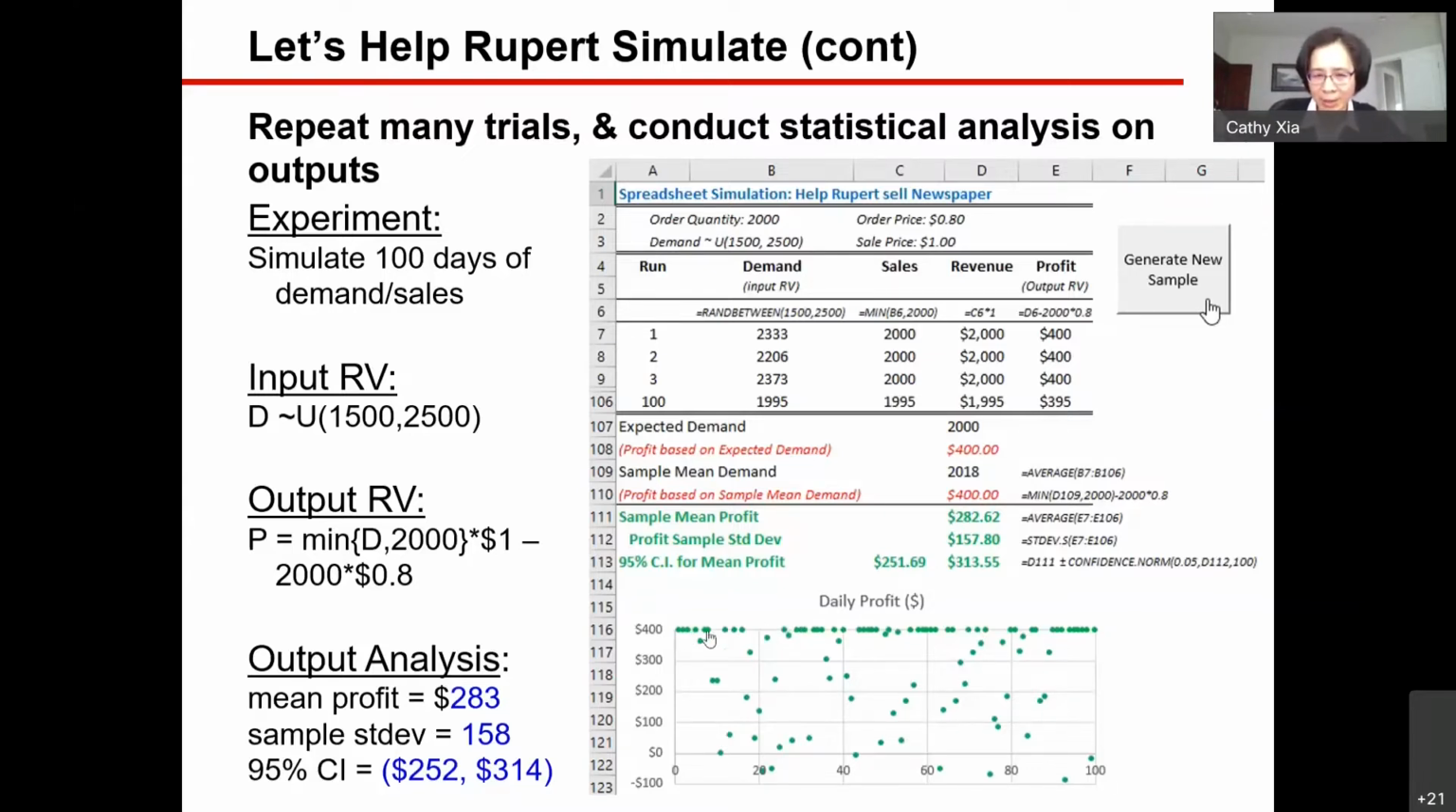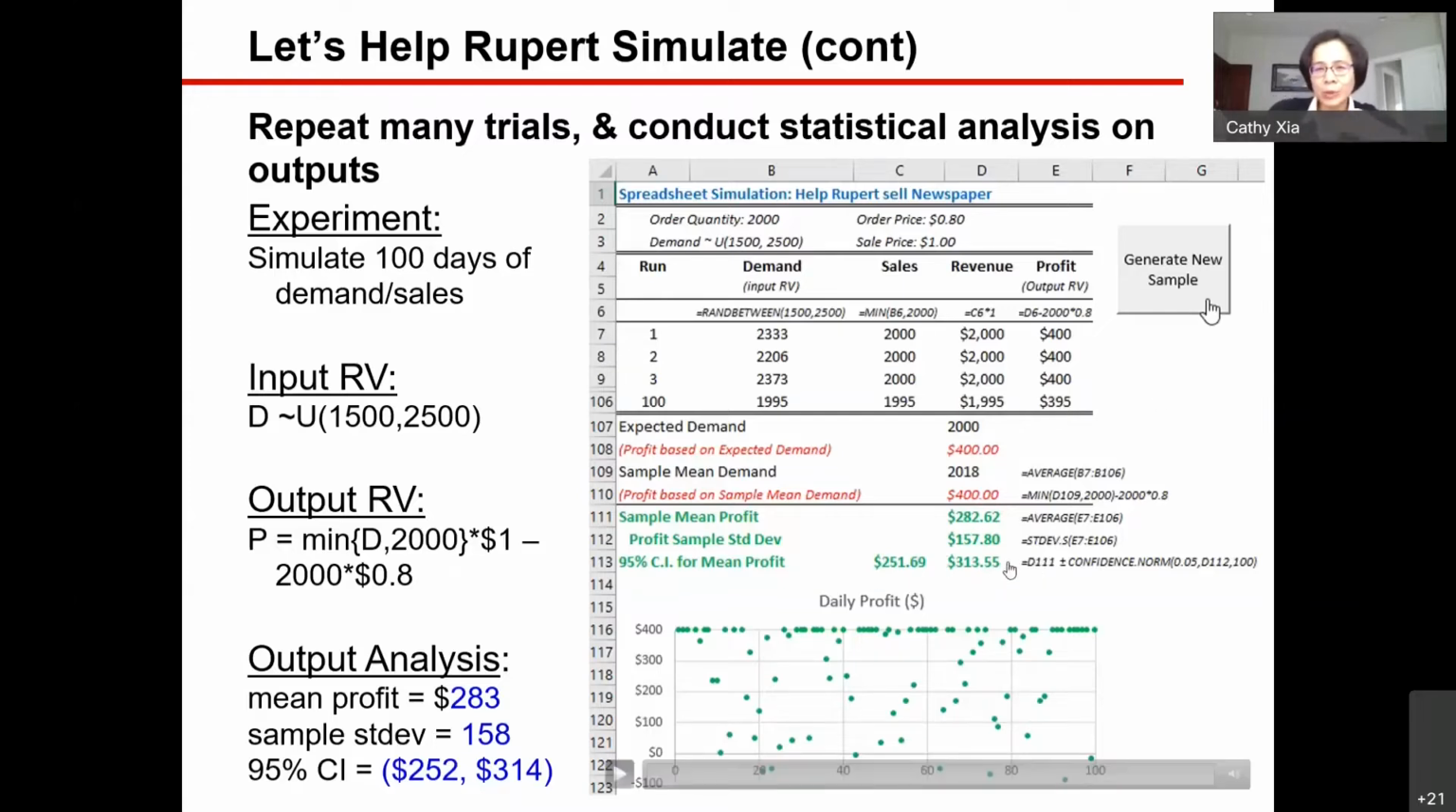Once you simulate 100 days, you see that although in the beginning we said we expect the profit every day to be 400, if you look at the chart, actually 400 is the maximum profit you can get. So now if you look at the average profit of these 100 samples, it's actually way below 400.